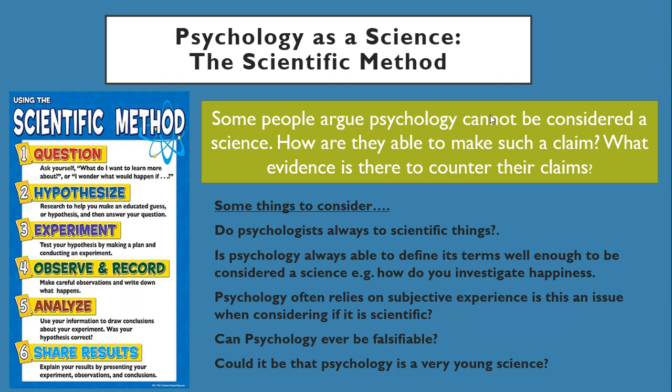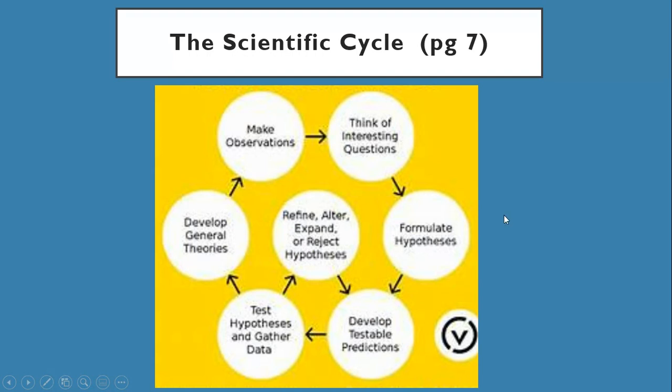So Wundt is using this scientific method, but if you're evaluating this, there is a question as to whether psychology is true science or whether psychology can always be investigated with a scientific method. This is a scientific cycle that Wundt used, and this is in your book. It's on page 7. So it's just his way of kind of investigating the method.